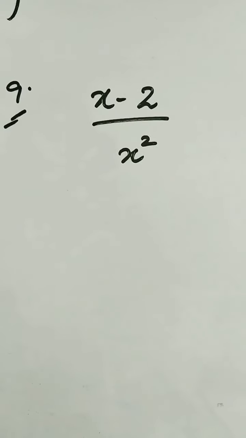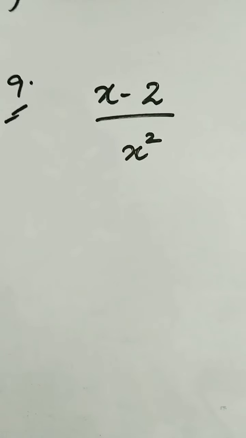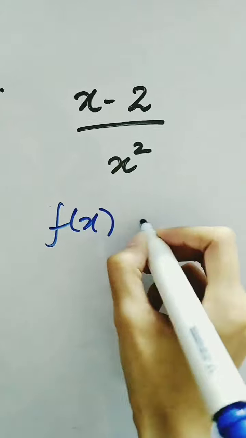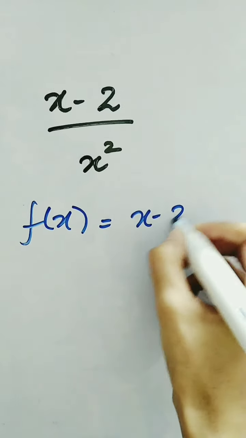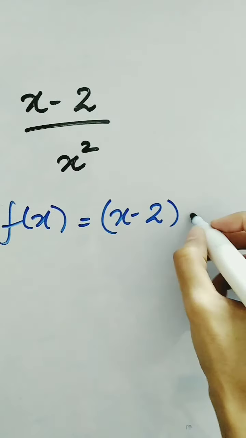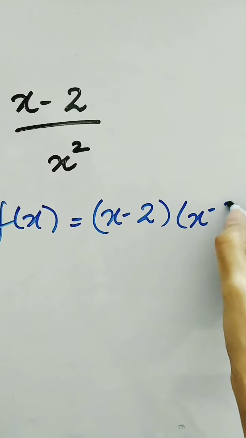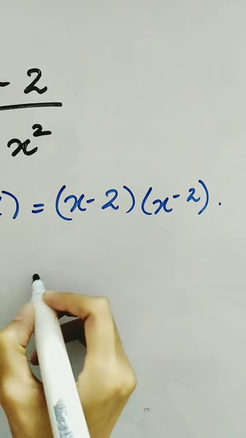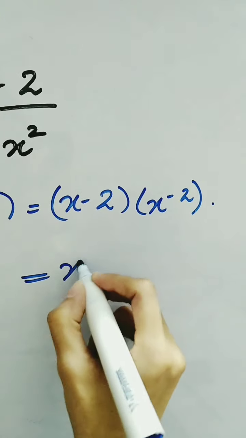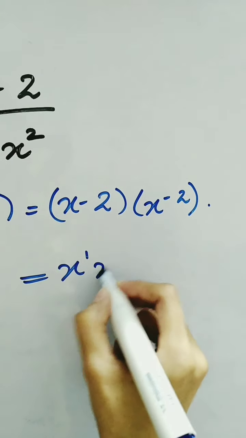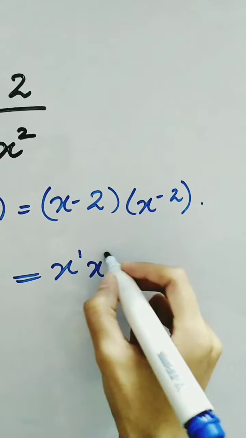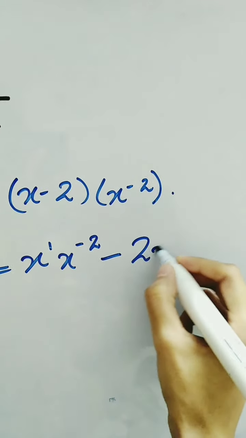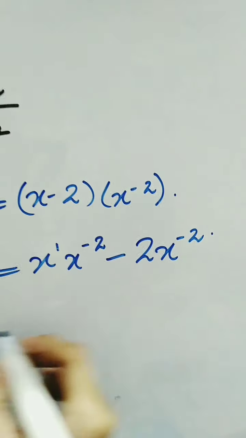Here we have another function, x minus 2 over x square. We will solve it first of all to get the function. So we have x minus 2, and if we take this x square into the numerator, we will have x raised to the power minus 2. Now this gets multiplied with this, and we have x to the power 1 and into x to the power minus 2, minus 2 x raised to the power minus 2.